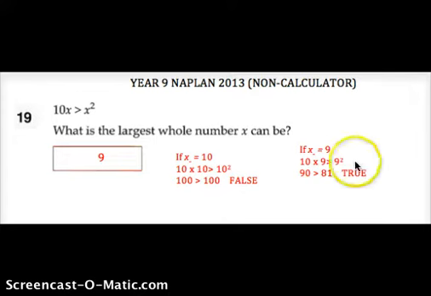Now, of course, the statement is true, for example, if x is 8. So if x is 8, on the left-hand side, you'd get 10 times 8 is 80. And on the right-hand side, you'd get 8 squared, or 8 times 8 is 64. And we know that 80 is greater than 64. The statement is true, but 8 is not the largest whole number that x can be. Hence, 9 is the biggest number that it can be.